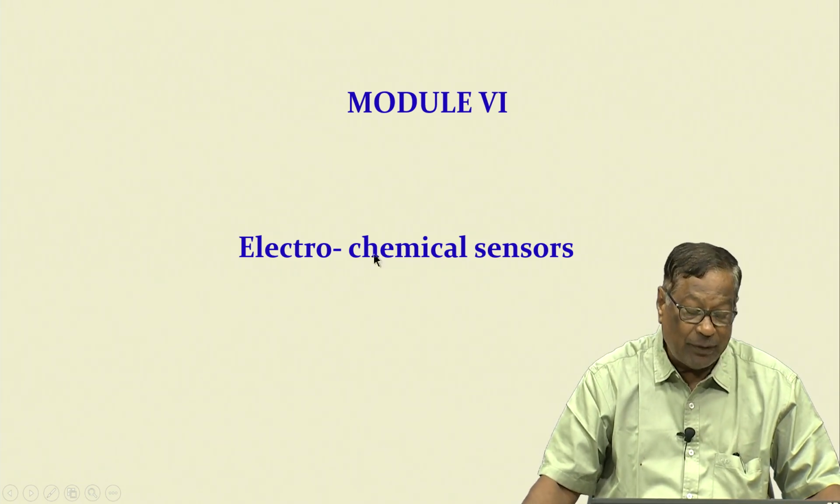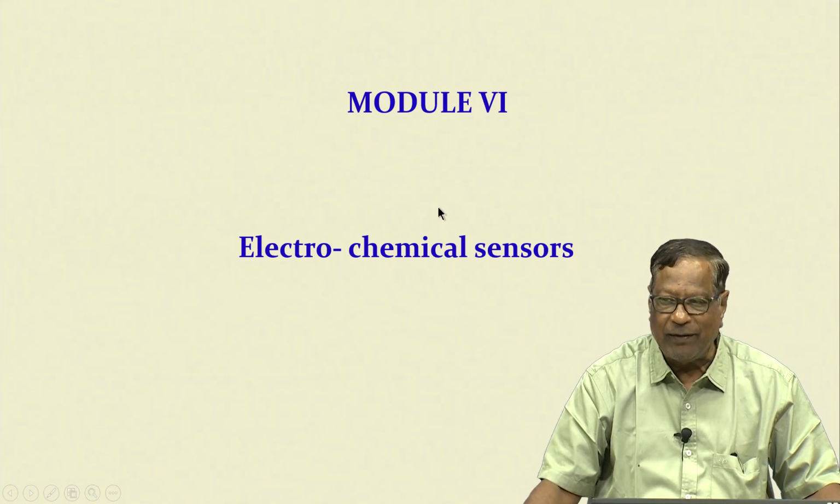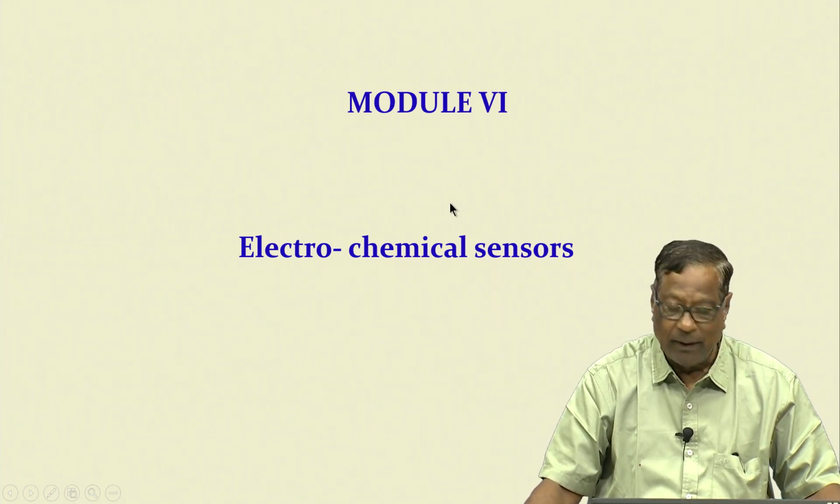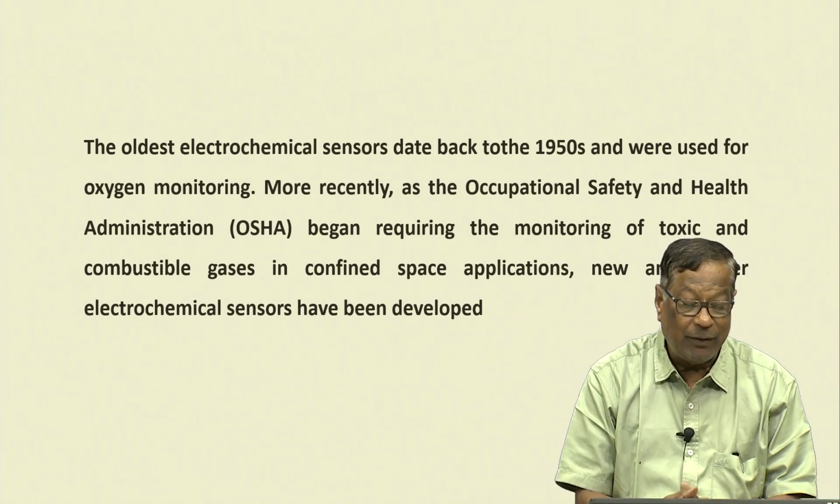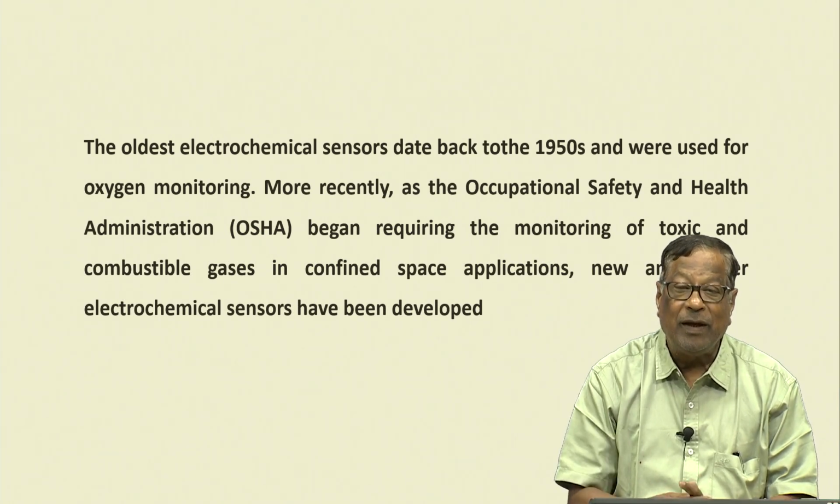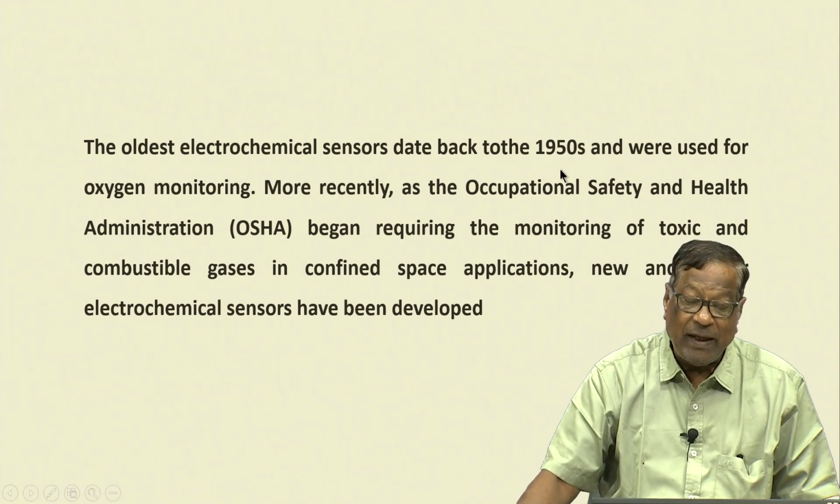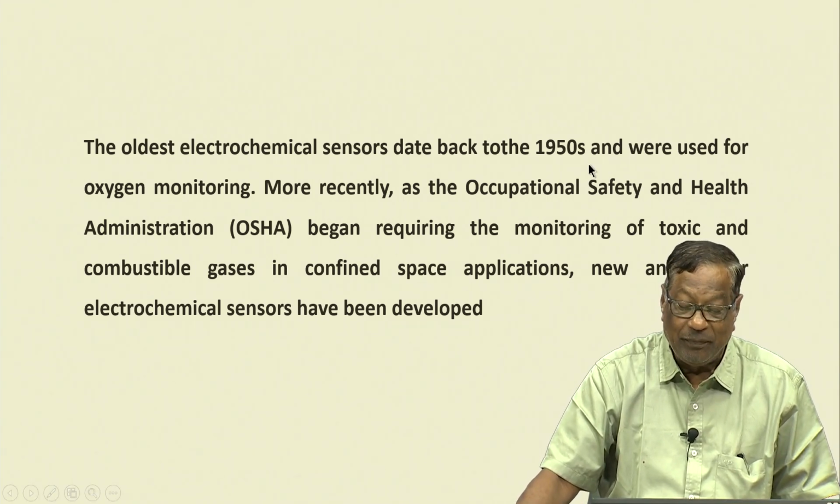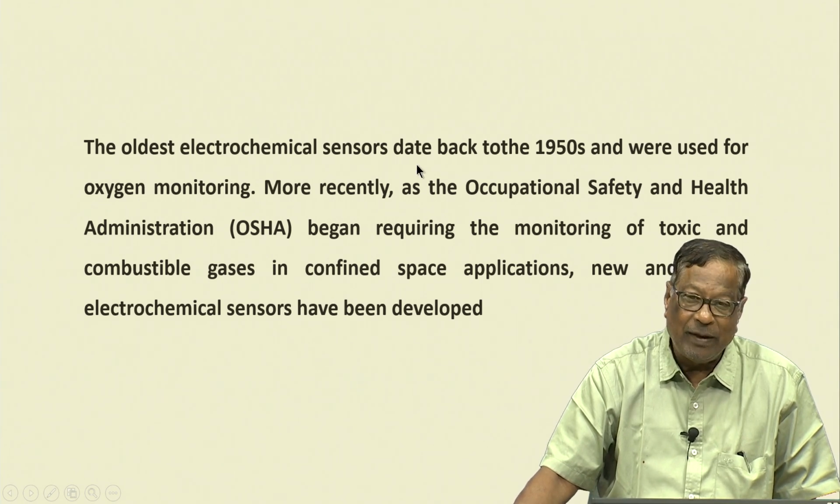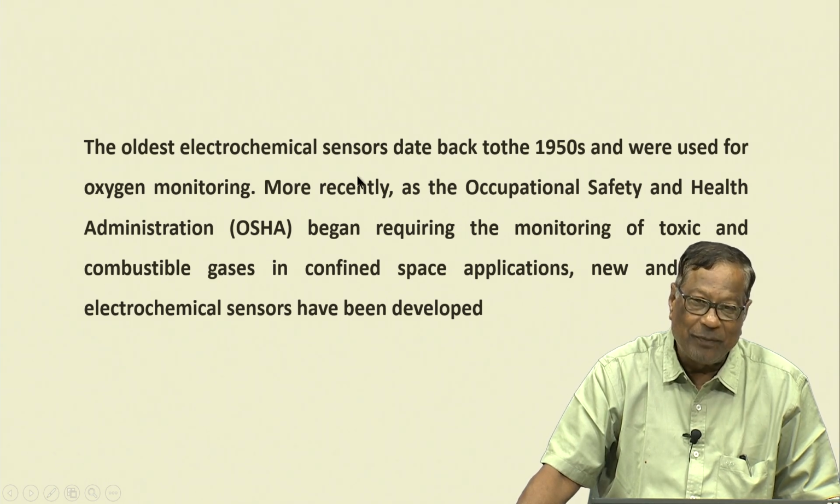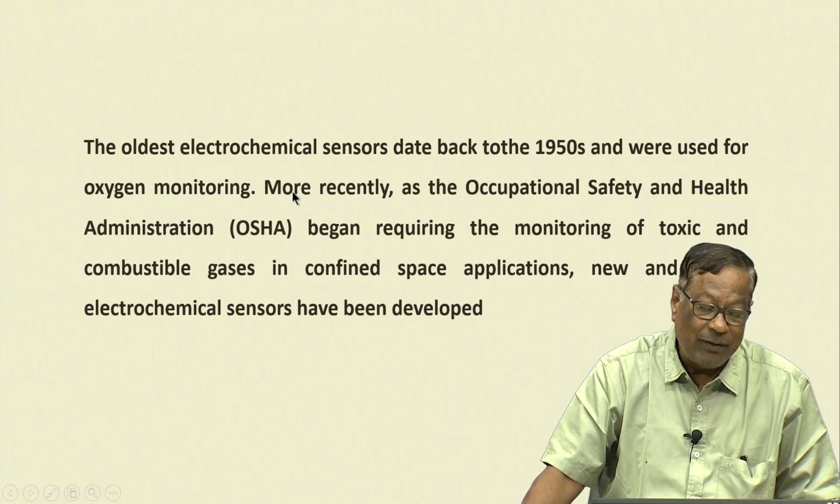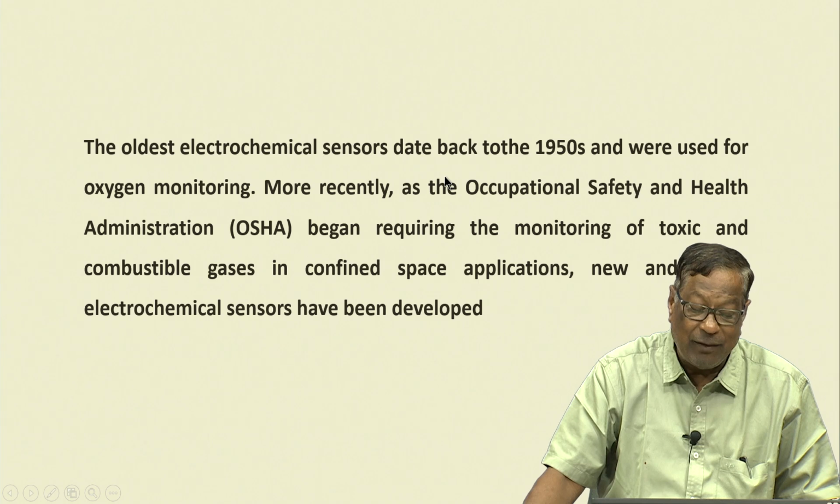So, after this we will be dealing with the process effluents and other things, and the electrochemical sensors. I have to tell you that the oldest electrochemical sensors date back to the 1950s, almost 70 years before, they were already there, and they were used for oxygen monitoring. I had described to you the oxygen membranes, as those things were being measured even around the 1950s.